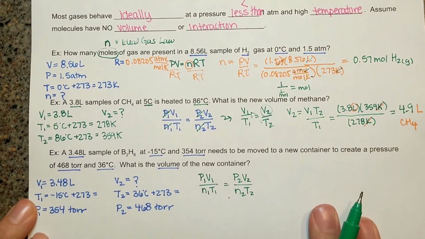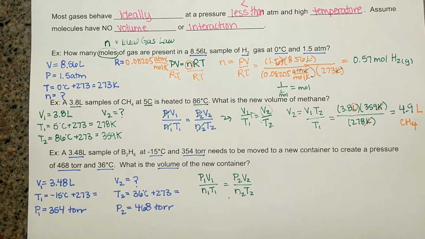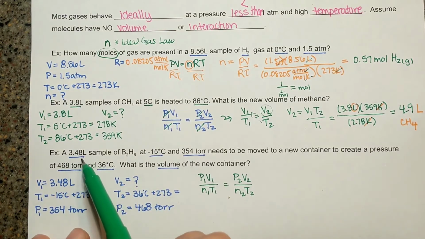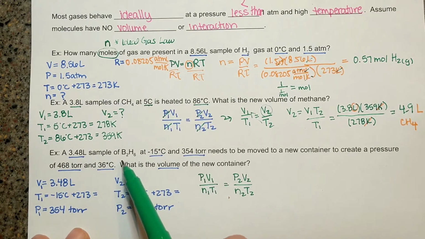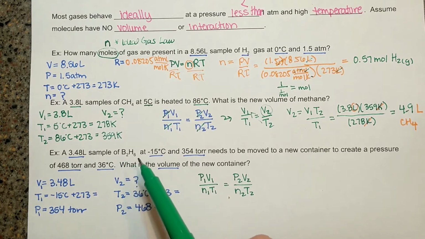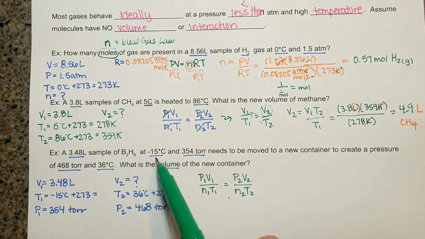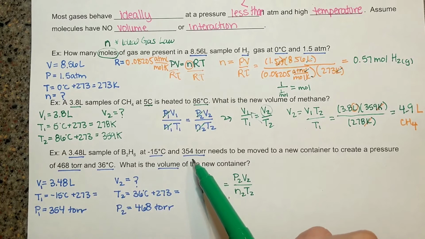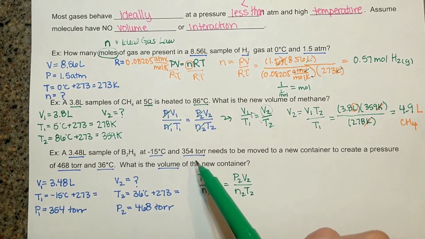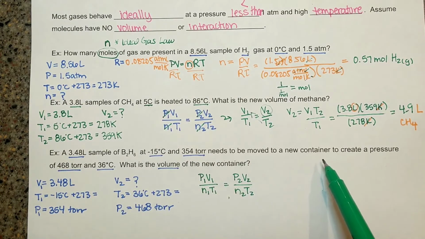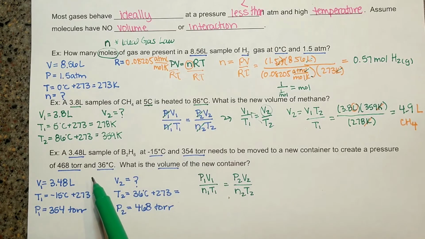In my last example problem, I have more variables that are changing. I have a 3.48 liter sample of B2H6 at negative 15 degrees Celsius and 354 torr. It needs to be moved to a new container to create a pressure of 468 torr and 36 degrees Celsius. What is the volume of the new container?